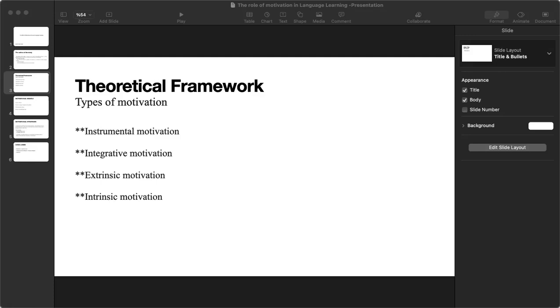In extrinsic motivation, the reason is outside the person in language learning, while in intrinsic motivation, the purpose is more related to the person. So it refers to one's inner willingness, let's say. Okay.